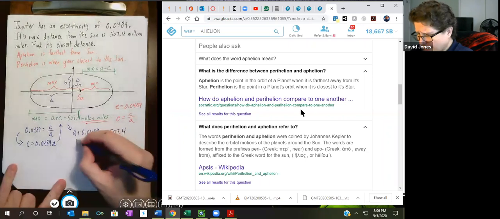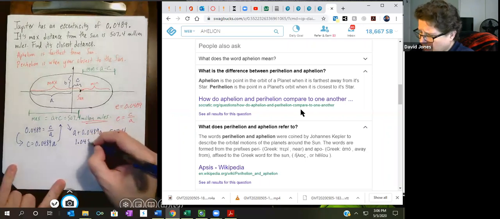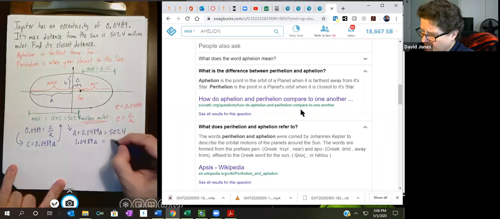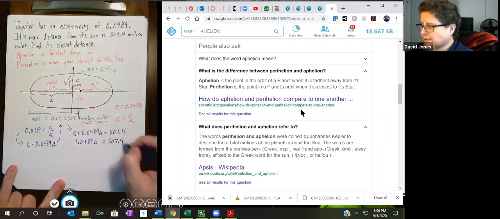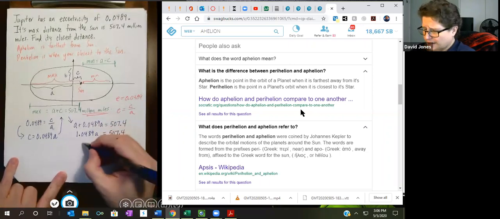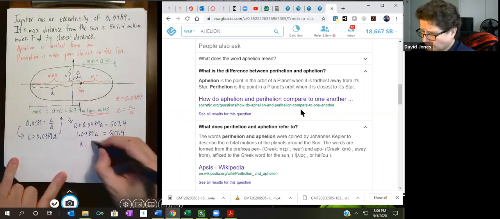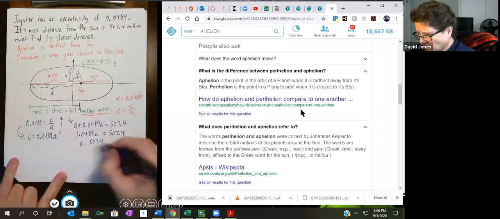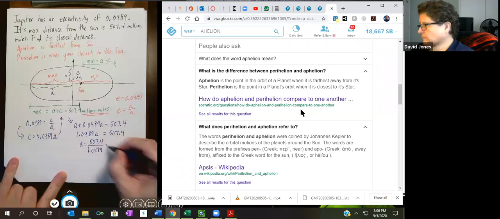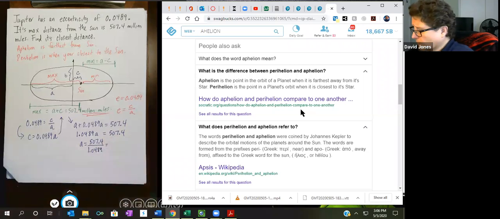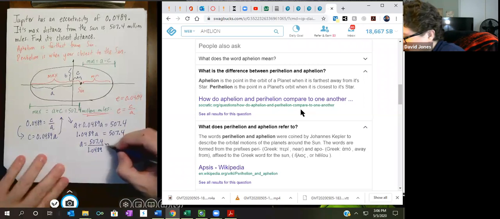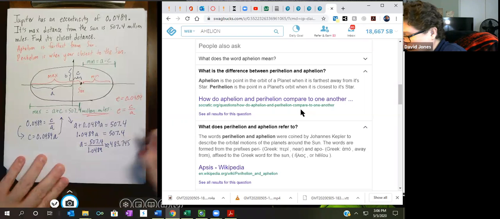So I combine these. I get 1.0489A equals 507.4. Divide by that 1.0489, and you get approximately 483.745, again, million miles.